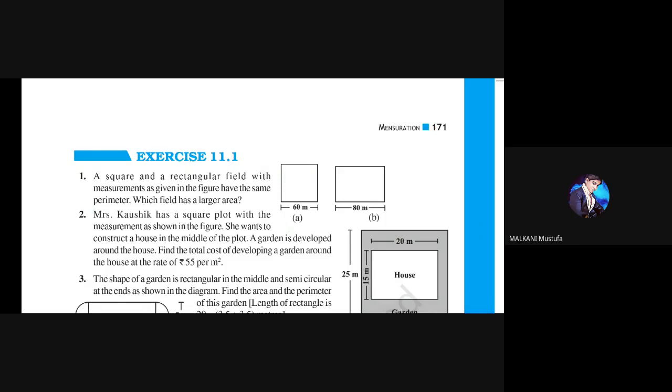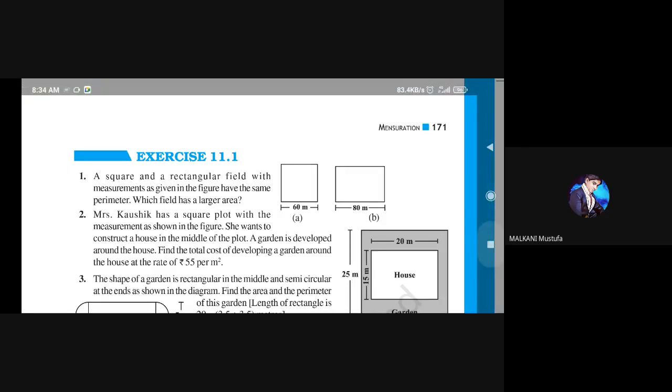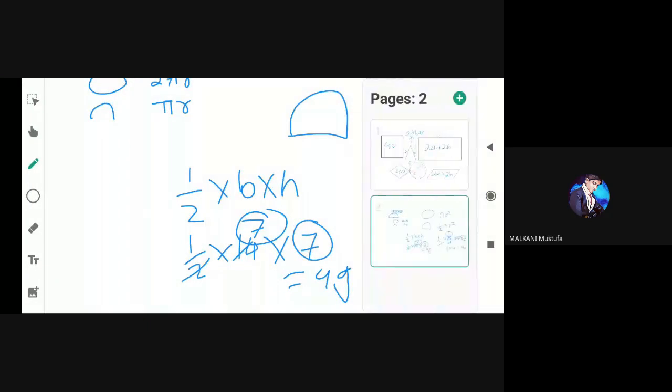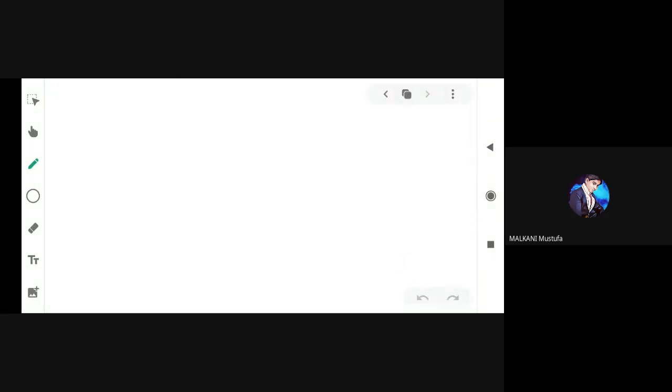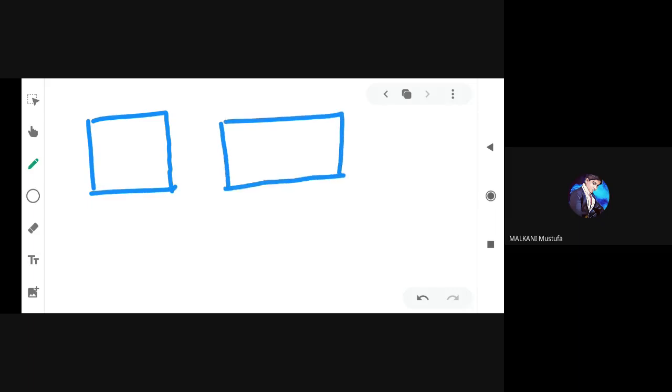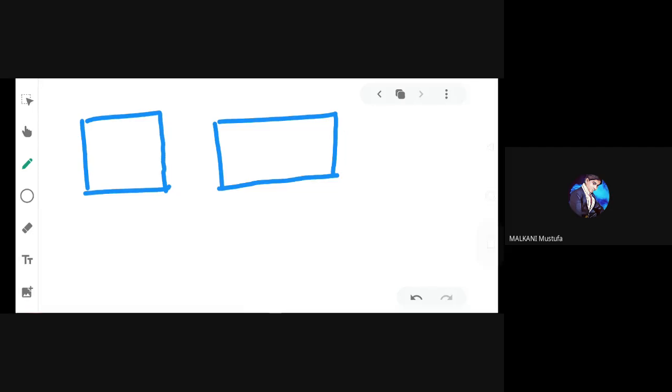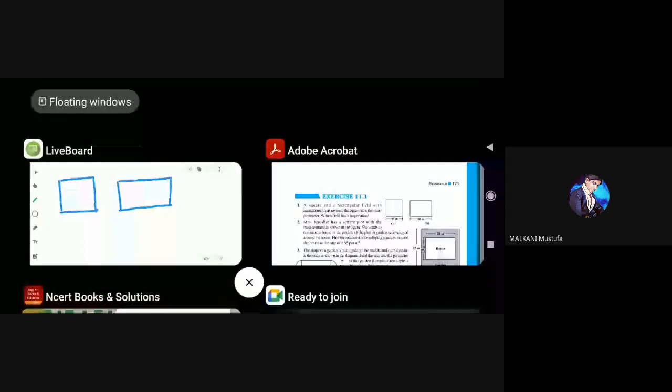The first question is: a square and a rectangular field with measurements as given in the figure have the same perimeter. Which field has a larger area? Okay, here it is given that a square and a rectangle have the same perimeter. What are the given measurements? The square has a side of 60 meter, and the rectangle has an 80 meter length.